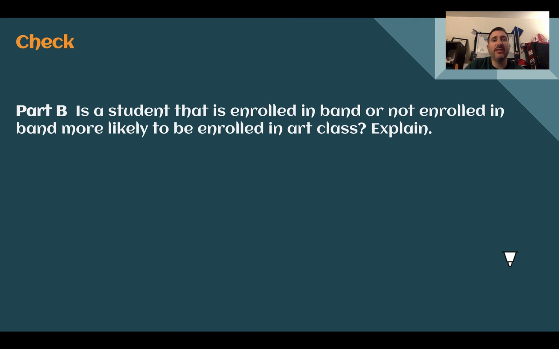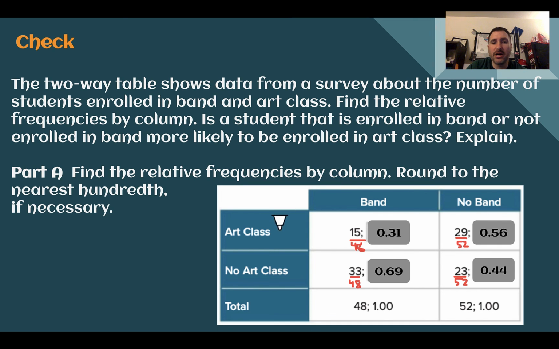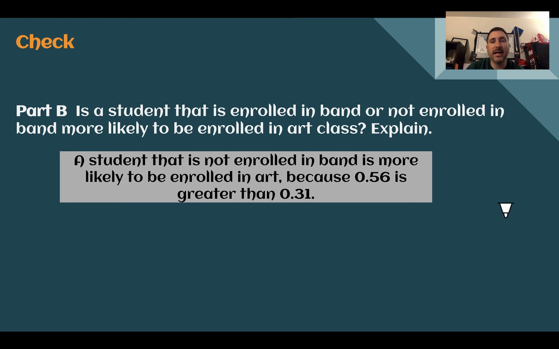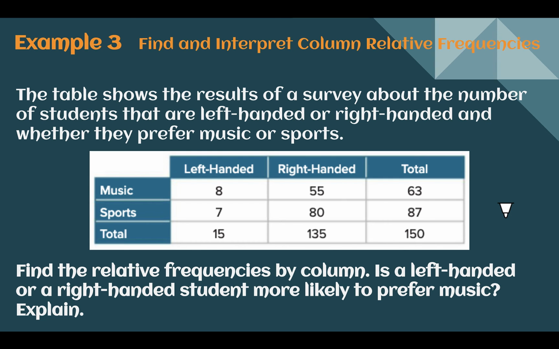Next, was it more likely that a student enrolled in band or not enrolled in band? Are they more likely to be enrolled in art class? Let's look at our table. So we want art class. We have band, not in band. Which one's more likely? That one has a higher percentage. So a student that's not in band is more likely to be enrolled in art, since 0.56 was greater than 0.31.